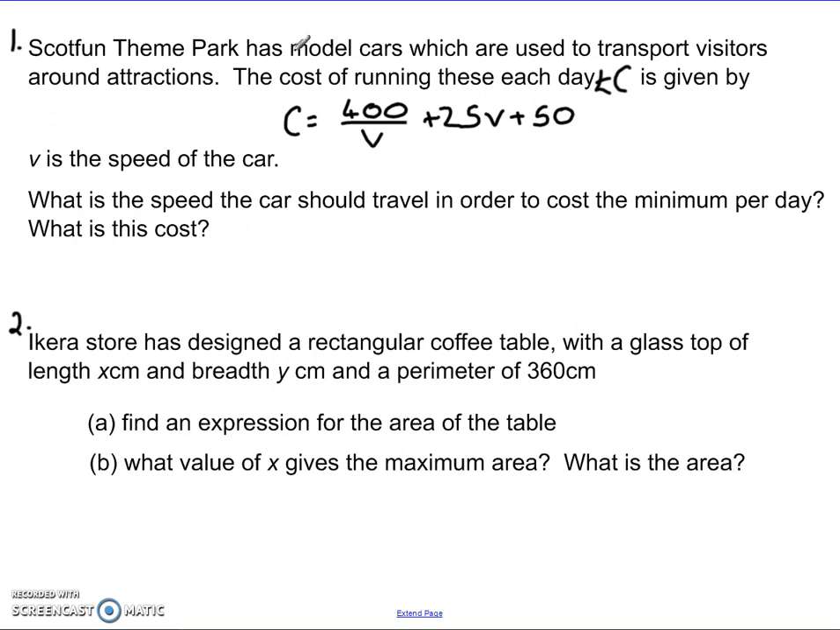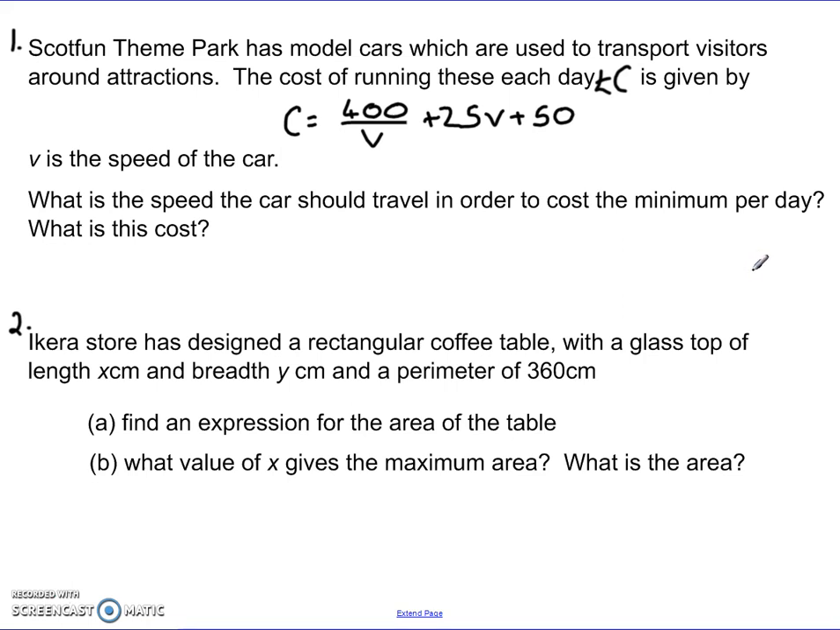So the first question is all about a theme park. It uses vehicles to transport visitors around attractions. The cost of running these is given by this equation here: C equals 400 over V plus 25V plus 50, where V represents the speed of the car. I want to know what speed the car should travel at in order to minimize the cost per day, and what is the cost of running the cars in this scenario.